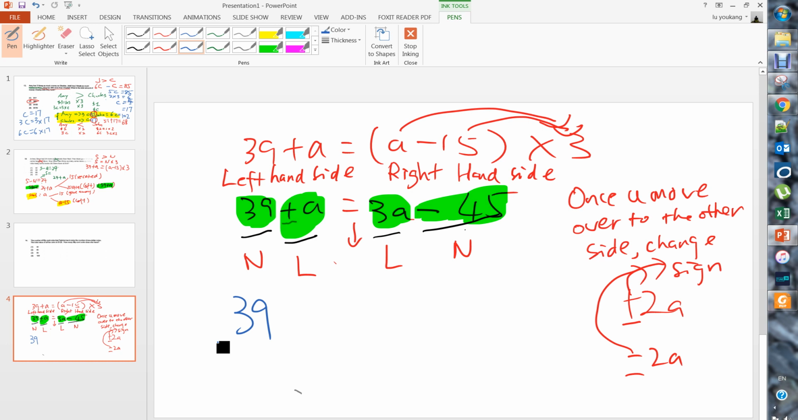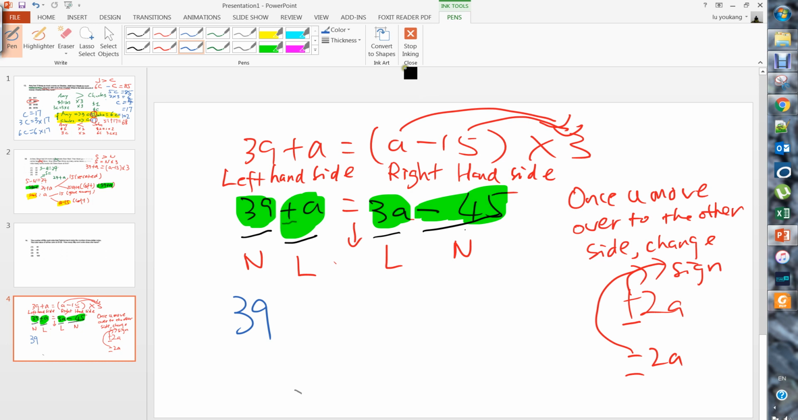Belongs to the 45. So you should say this is? Minus 45. So it's minus 45 or 45? Minus 45. Why? Because... very good. So that's why this is a? Minus 45.